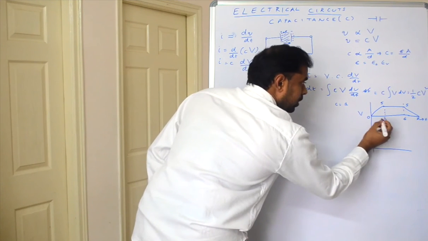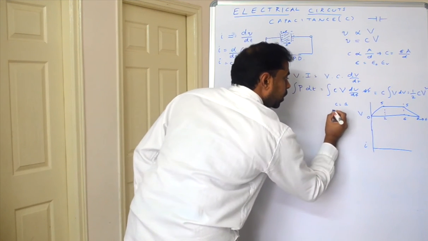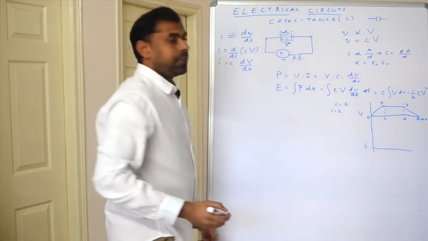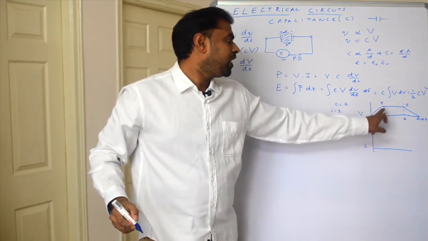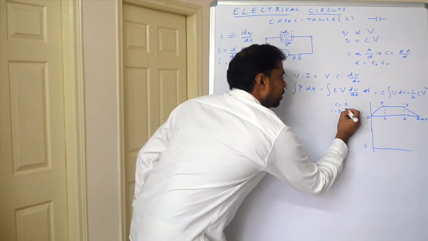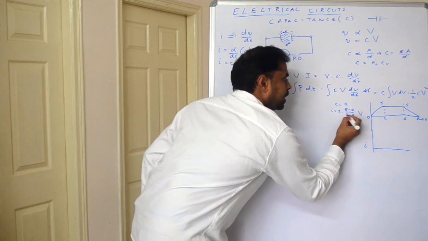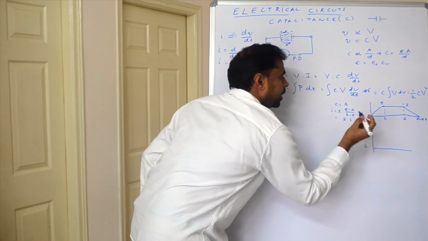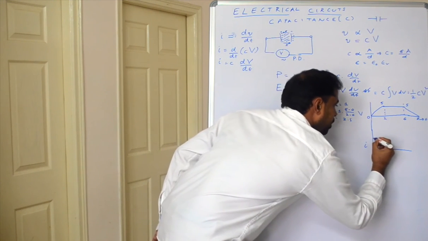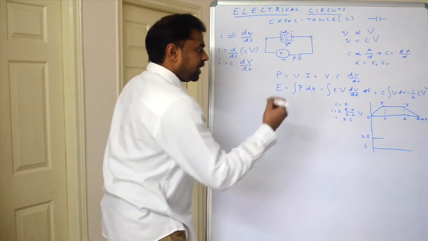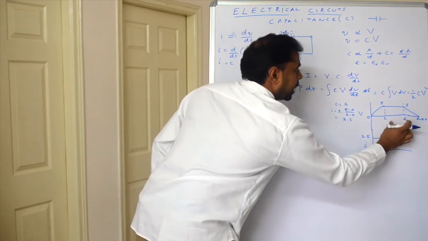So for t from 0 to 2, I is nothing but 1 into dV by dt. dV is the final value of voltage minus the initial value, that is 5 minus 0, divided by the final value of time minus the initial value of time. It will be 2.5. That means the current is positive.